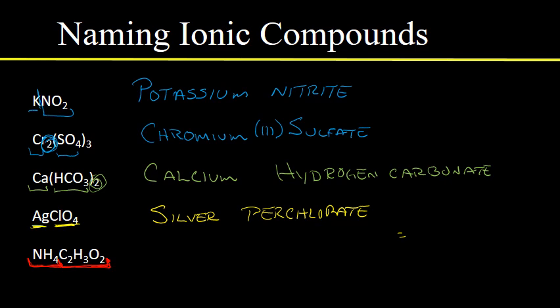If we look at this, we need to be able to identify the cation and the anion from this jumbly mess. And we see this part on the left, NH4, that is an ammonium ion. And on the right, C2H3O2 is an acetate ion, so that would be ammonium acetate. All right, lovely.